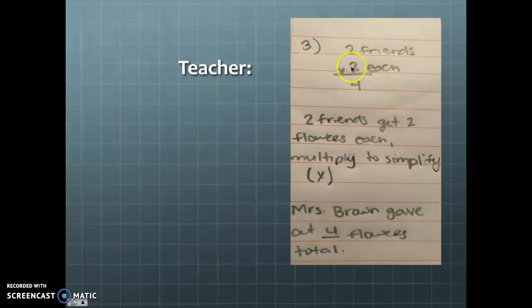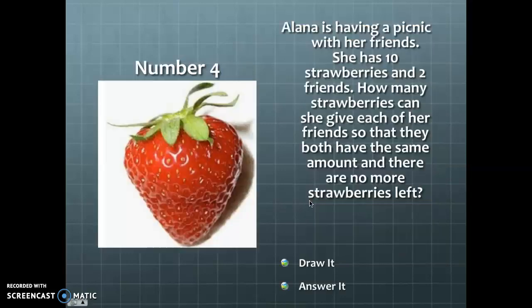2 friends, and they each have 2 flowers. I thought that in order to simplify this, we could simply multiply. So I did 2 times 2 equals 4. So Mrs. Brown gave out 4 flowers total.